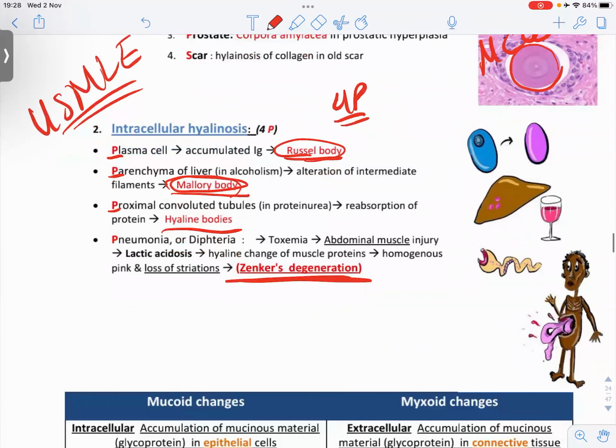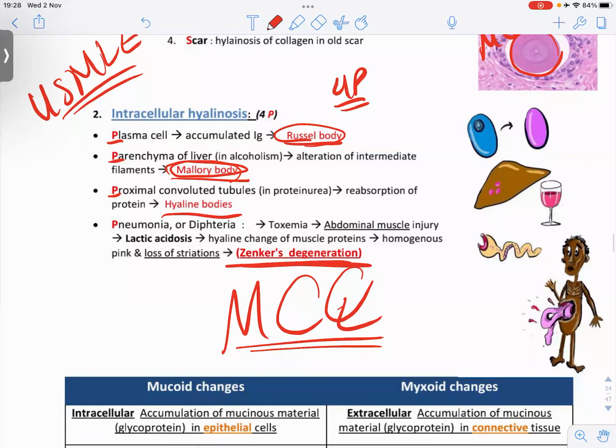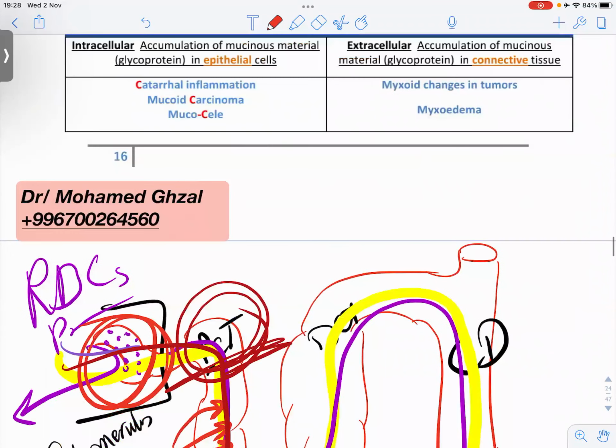And all of these names are MCQs in international tests like USMLE. Russell body for plasma cells, Mallory body for parenchyma of liver cells, hyaline bodies in proximal convoluted tubules, Zenker's bodies in pneumonia or diphtheria, in toxemia.